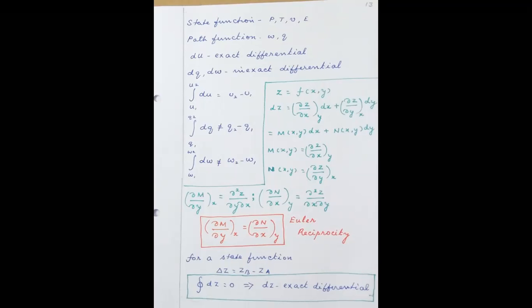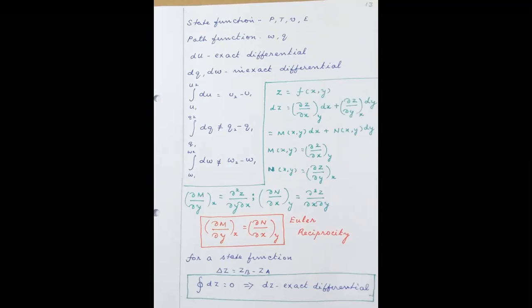See, the simple understanding is this. Suppose I am integrating the internal energy between the limits u1 and u2, the integral from u1 to u2 of du will be equal to u2 minus u1. If you get this equation, then the differential is called an exact differential. But such an expression cannot be made for q and w. See, the integral from q1 to q2 of dq is not equal to q2 minus q1. So this is not an exact differential, this is an inexact differential. Similarly, for work done also, the integral from w1 to w2 of dw is not equal to w2 minus w1. So the work done and the energy supplied are not exact differentials, they are inexact differentials.